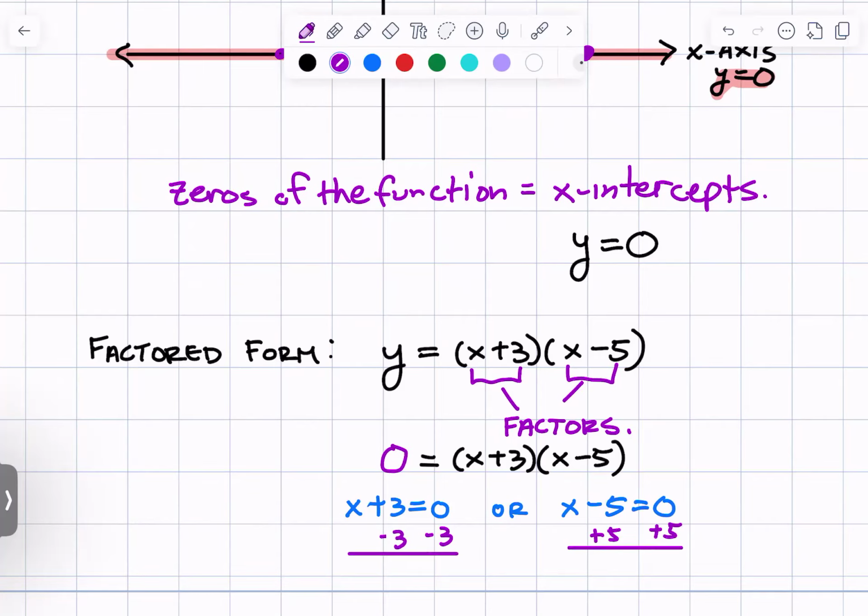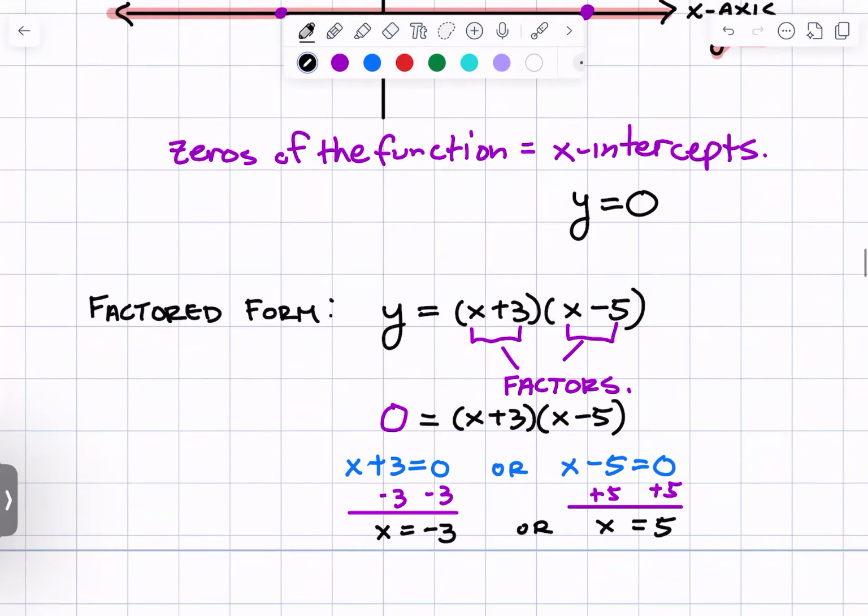Right? And in this case, x is equal to negative 3. And in this case, x is equal to 5. So when x is equal to negative 3 or x is equal to positive 5, then I know that the product equals 0, right?